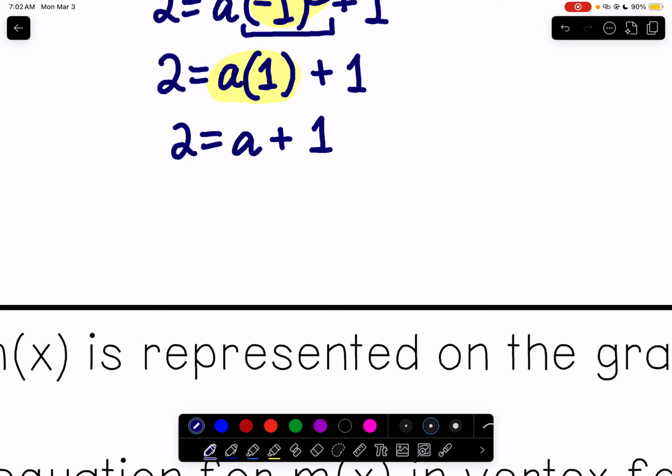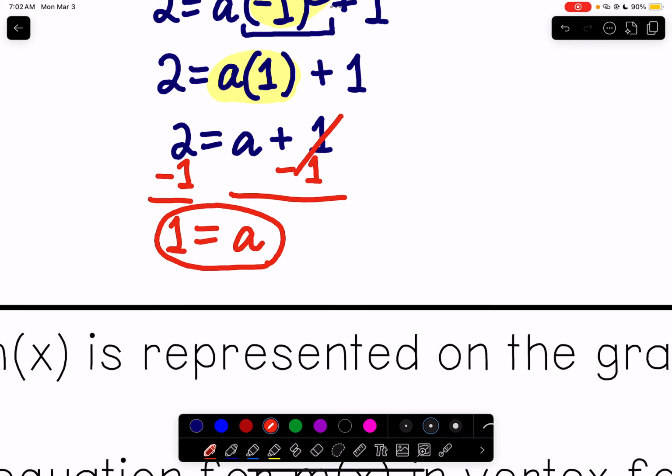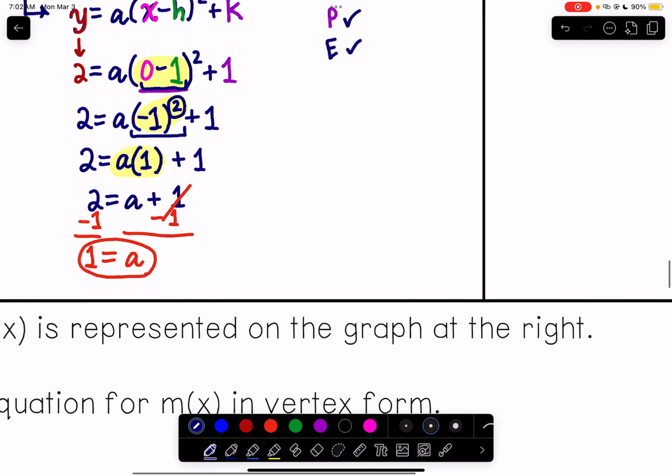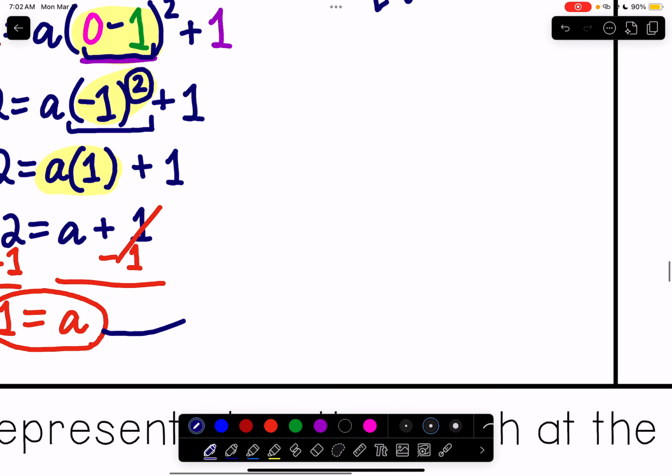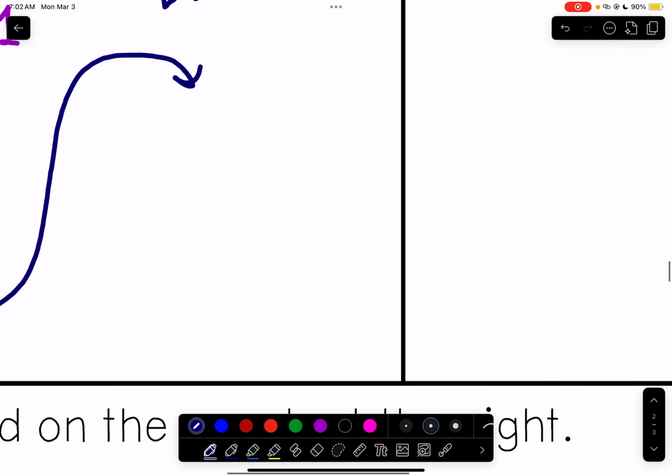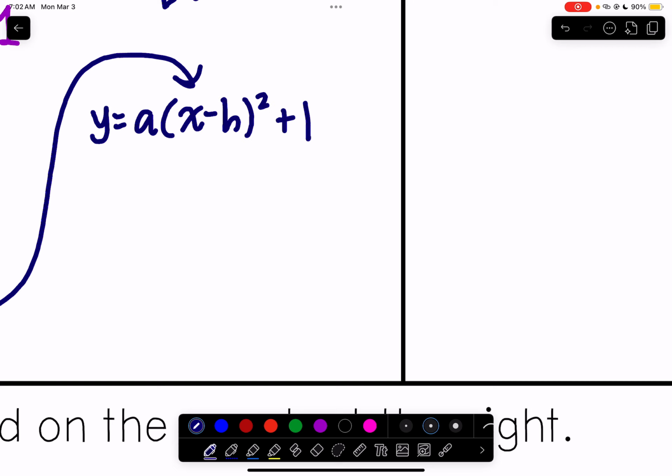And then now to get a by itself, I can subtract 1 from both sides. And we get 1 equals a. Awesome. Since this wanted my equation in vertex form, I'm going to go ahead and plug that into vertex form, which is y equals a times x minus h squared plus k.